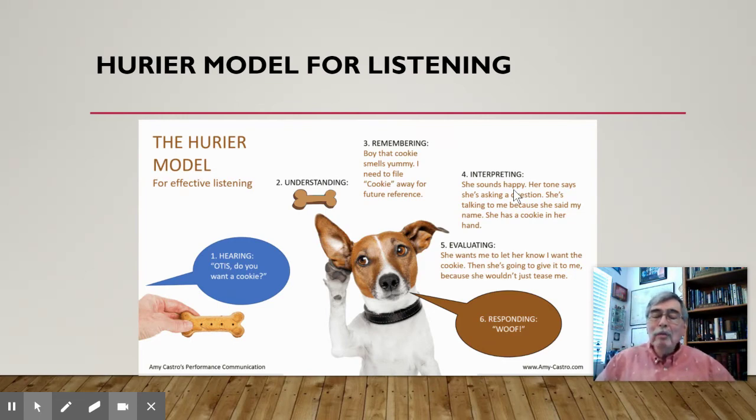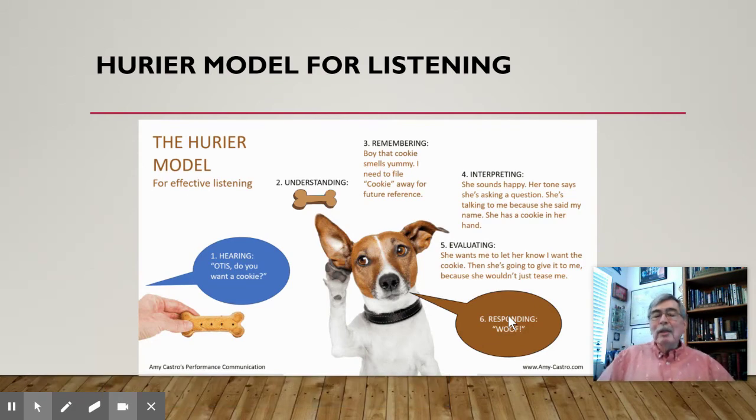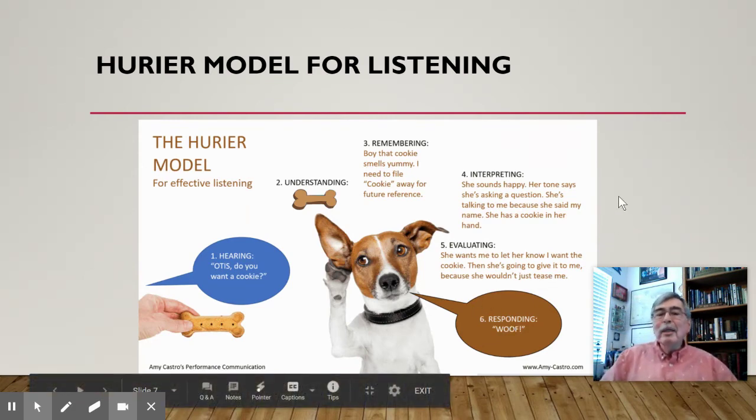So you have to evaluate. That train whistle sounds pretty close. So what am I going to do? What's my response? I'm going to sit there and let the train go by. So we do this all the time. This Hurrier model may seem a little silly, but in fact, this is exactly how we do comprehensive listening.